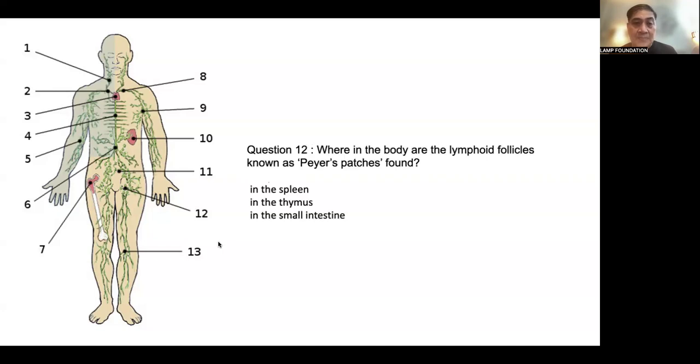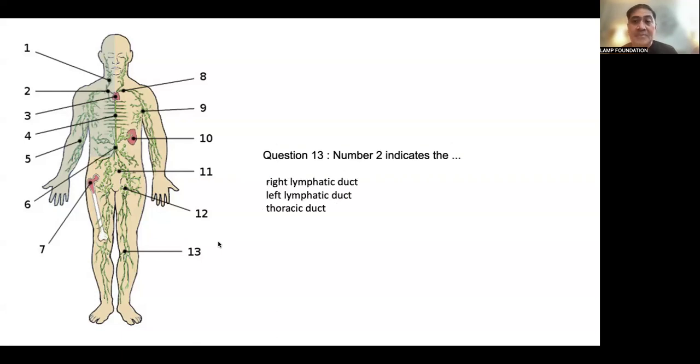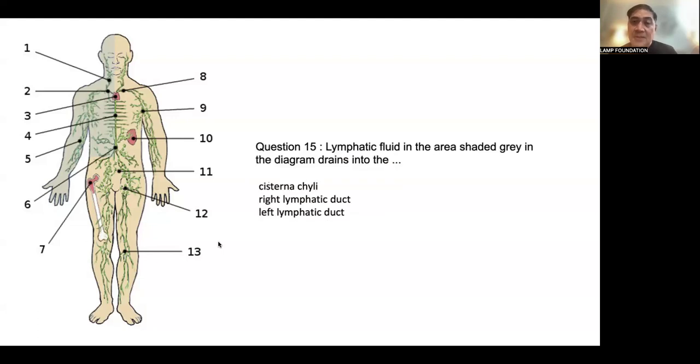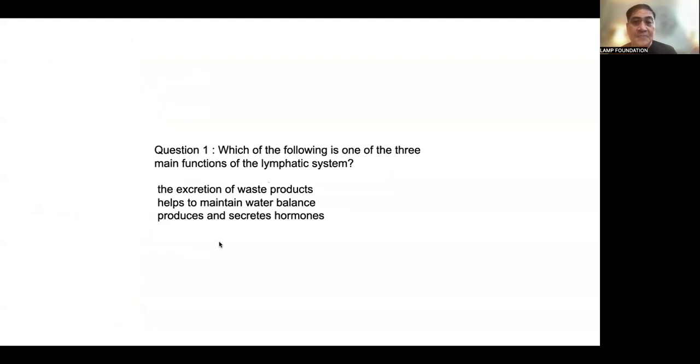Number 1. Where in the body are the lymphoid follicles known as Peyer's patches found? In the small intestine. Number 2 indicates the? Right lymphatic duct. What does number 13 indicate? The popliteal lymph nodes. Lymphatic fluid in the area shaded gray in the diagram drains into the? Into the right lymphatic duct.